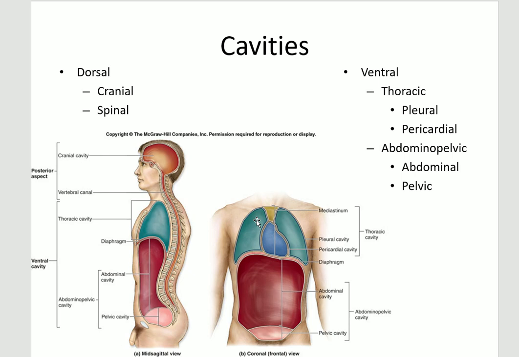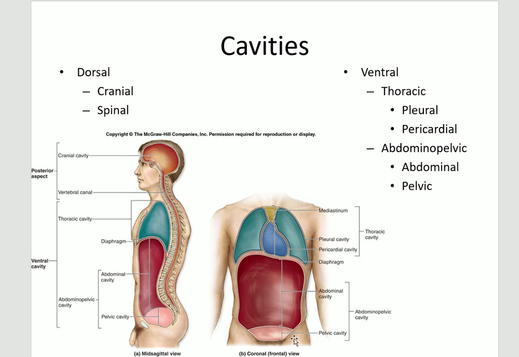Thoracic cavity right here or right here. So that's all chest, no abdomen. That's your lungs, heart, mediastinum. Inside the thoracic cavity, you have the pleural cavity. Anytime you see pleural anything, those are the lungs. And you have the pericardial cavity. So peri means around, cardio is heart, so cavity around the heart. Pleural cavity houses lungs, pericardial cavity houses the heart. Diaphragm's right here. Diaphragm is not a cavity. It is a muscle that separates the thoracic and the abdominal cavities.